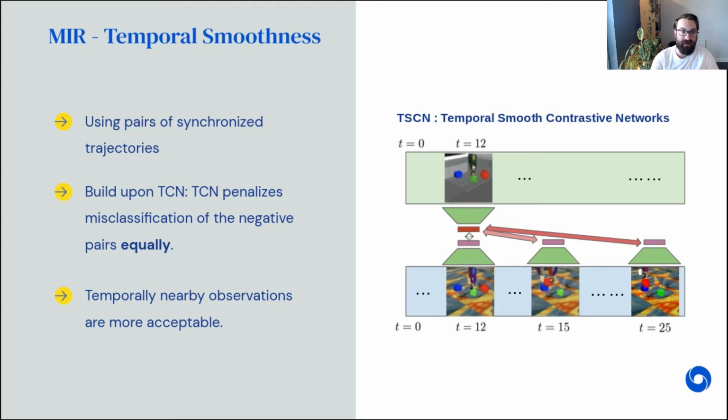So this multi-view setup now becomes a multi-domain setup in our case, and the negative pairs are now weighted by a temporally smooth distribution, so that temporally nearby observations are penalized less than temporally further observations.